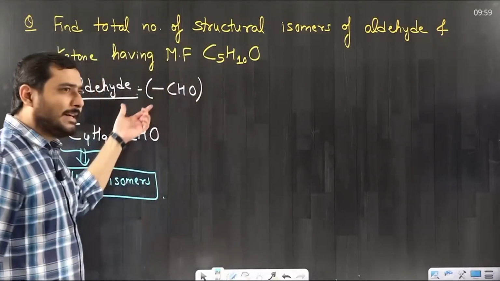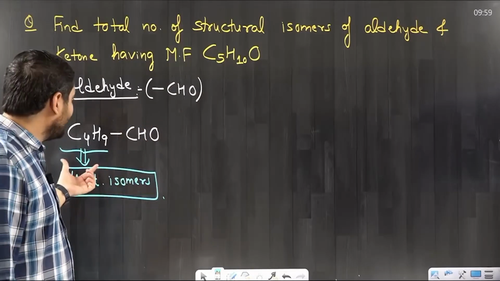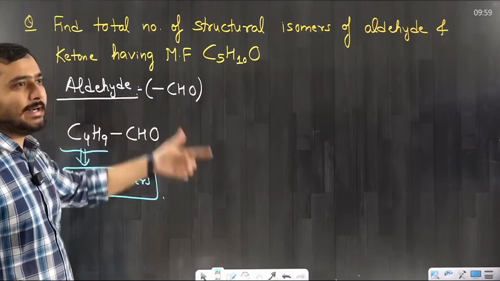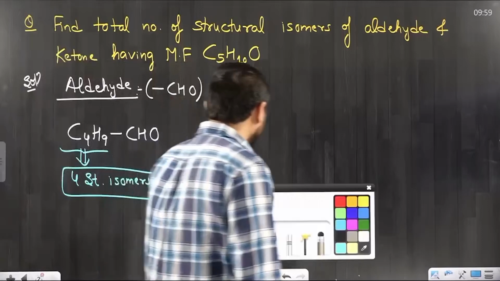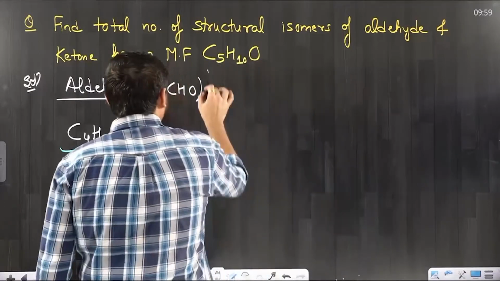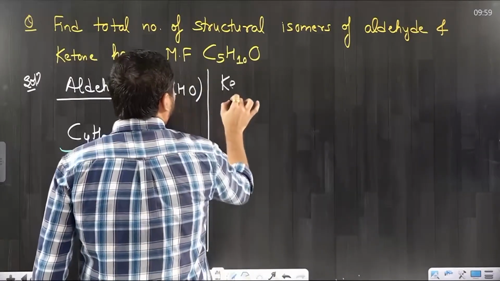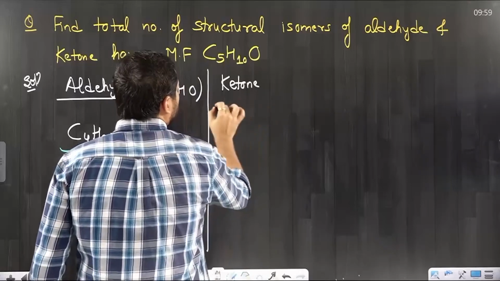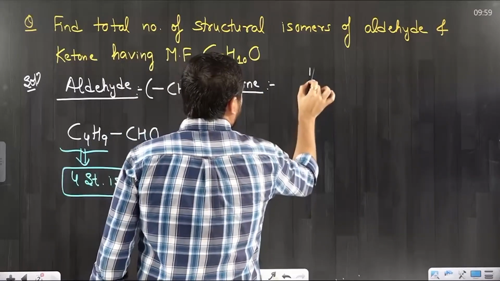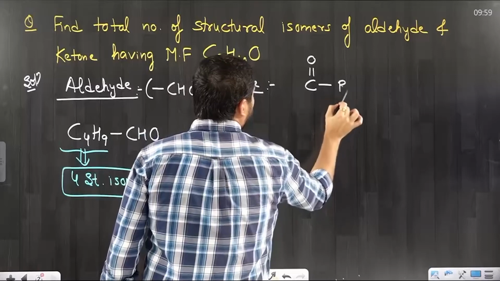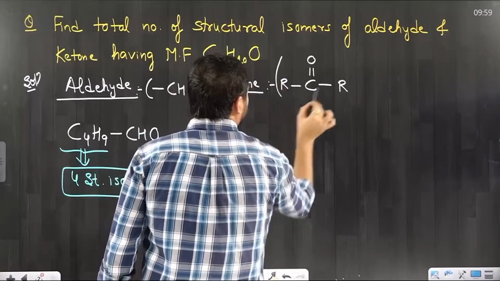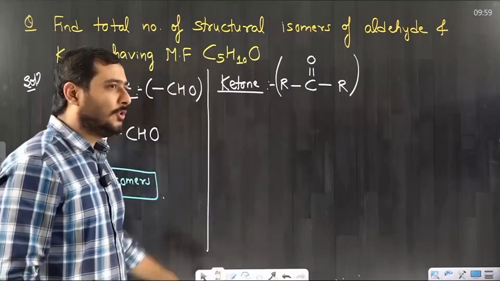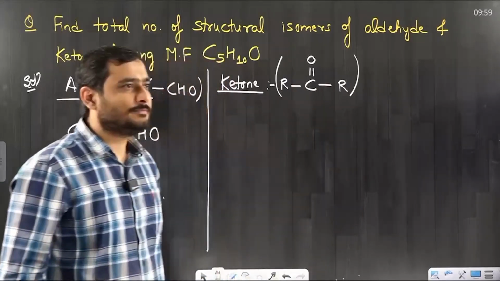So any doubt in this aldehyde? How many aldehydes are possible? 4 isomers of aldehyde are possible. Okay. Now next, if we take ketone: in ketone, what is the representation? It is C double bond O, and on both sides an alkyl group will be present. We cannot write hydrogen. On both sides we have to write an alkyl group.